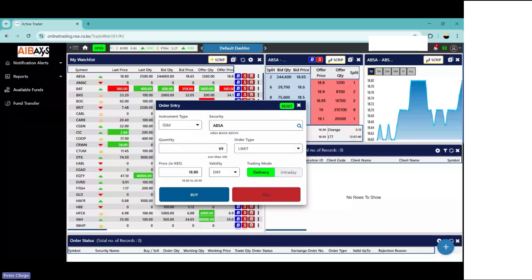Then you have security. Security is the share you want to buy. Then quantity is the number of shares you want to buy. Then there is a price at the bottom. This is the price that you want to buy at. The price is determined by two things. Your urgency, that is when you need those shares, and where the market is moving. If you need shares immediately, then you don't need to put any price. You can put here as a market.